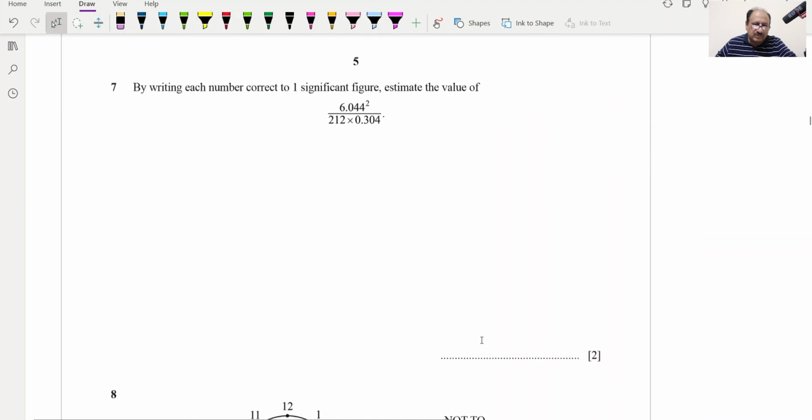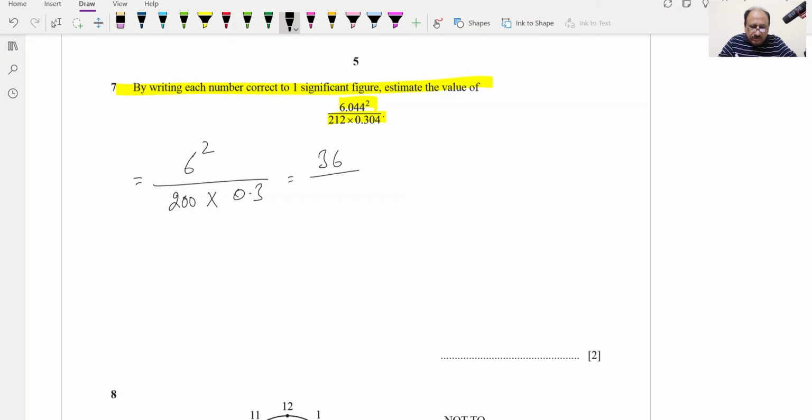Now we can move to question number 7. Question number 7 is estimation. We have to correct to one significant figure, write these, and then you will have to round, find the answer. So correct to one significant figure, we can write 6 squared, divided by this will be 200 nearest one digit number, and this will be 0.3, and this will be equal to 36 over, and this one will be 60, and this we can write as basically 15.